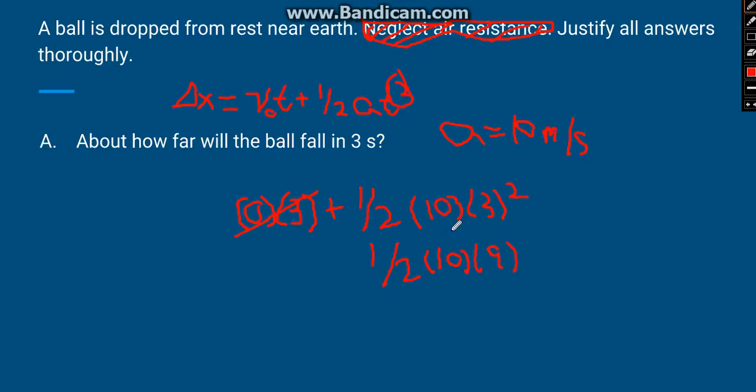Obviously, if I had just given you this part, you probably could have figured it out fairly quickly. But I'm going to work through it, just in case you ask me. So 10 times 9 is 90, times 1/2, which equals 45 meters. To multiply, you could have gone either way. If you had done 1/2 times 10, you would have gotten 5 times 9, which still would have been 45. So the answer for how far the ball will fall in 3 seconds is 45.